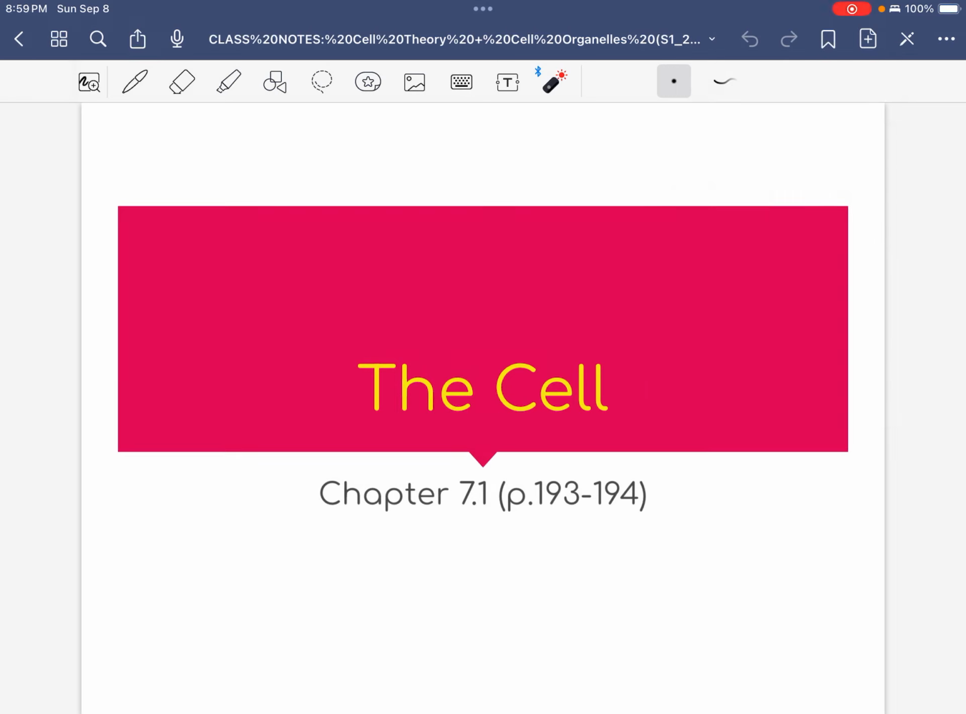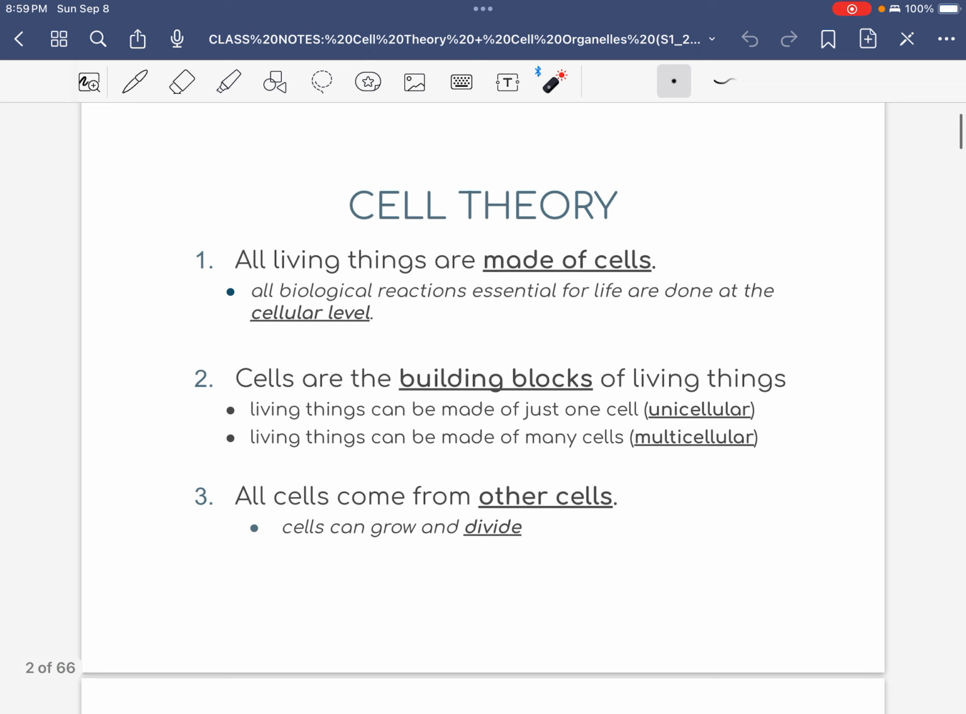All right, you guys, we are talking about the cell. So this is the beginning of Unit 2, and you can check out in Chapter 7.1, pages 193 to 194. It'll tell you a little bit more about the concept of cell theory. And so cell theory is made of three parts.